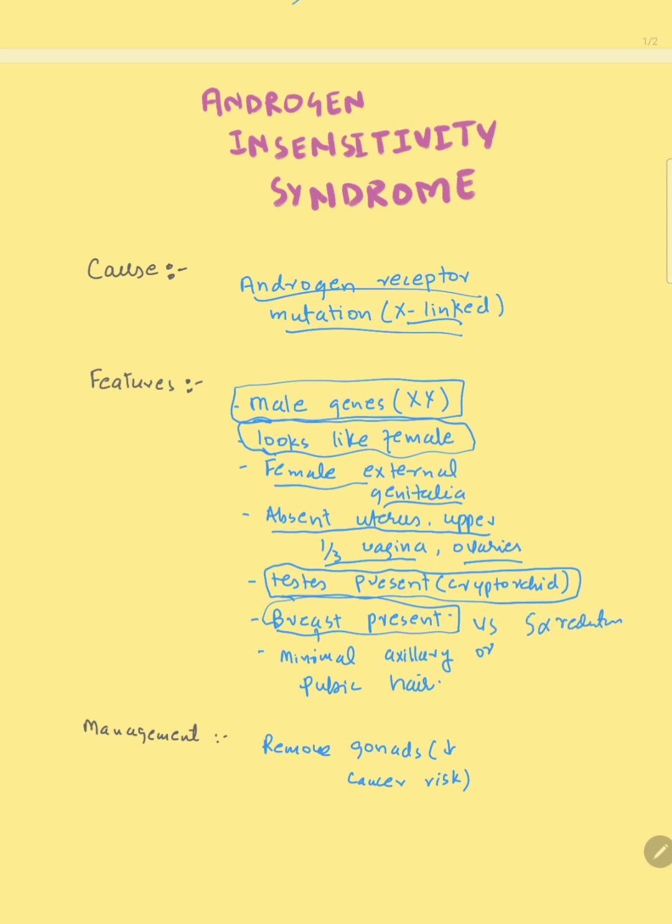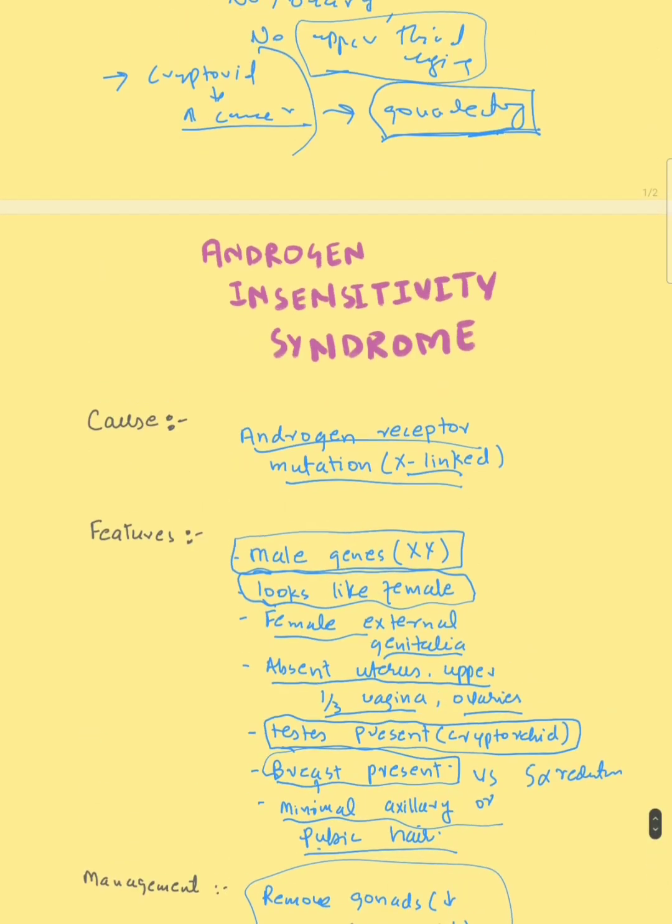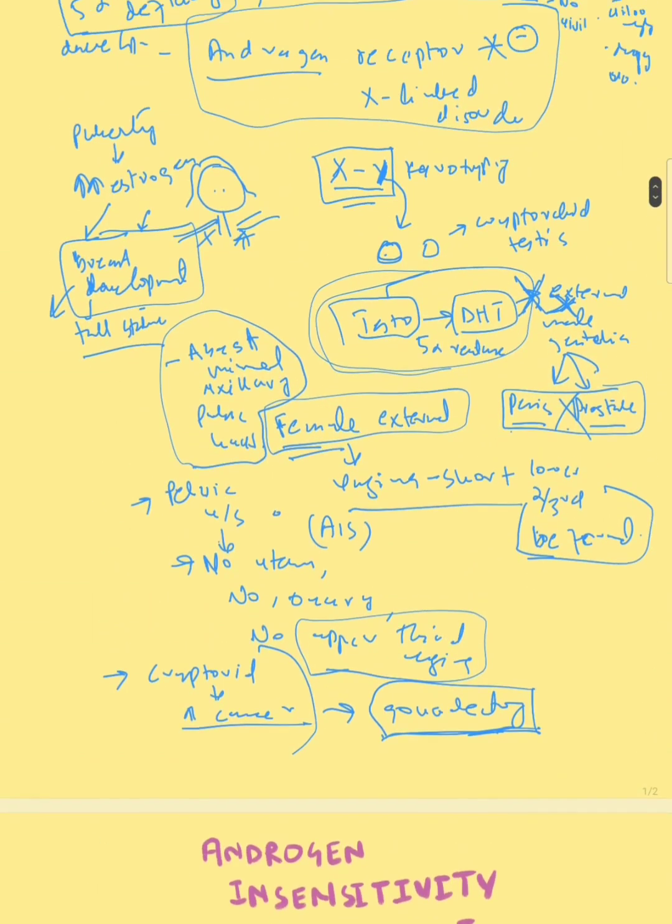5-alpha reductase deficiency will not have this breast development. Then there is minimal axillary or pubic hair because there is androgen resistance. The management is to prophylactically remove the gonads to decrease the cancer risk, because cryptorchid testes are associated with increased risk of testicular cancer. So that should be that. This is androgen insensitivity syndrome, and I hope it was helpful.